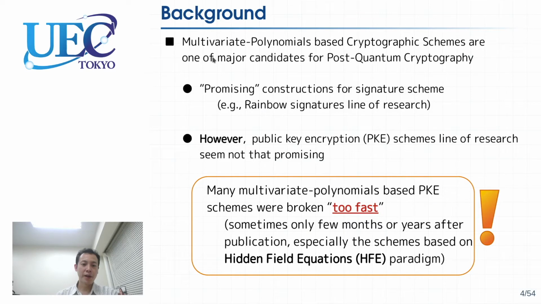As we know, multivariate polynomials-based cryptography schemes are one of the major candidates for post-quantum cryptography, and there are many promising constructions for signature schemes like Rainbow signatures. However, in the line of research on public key encryption schemes, it's not that promising. Many multivariate polynomials-based PKE schemes were broken very fast, sometimes only a few months or years after publication, especially the schemes based on the hidden field equations or SFE paradigm.